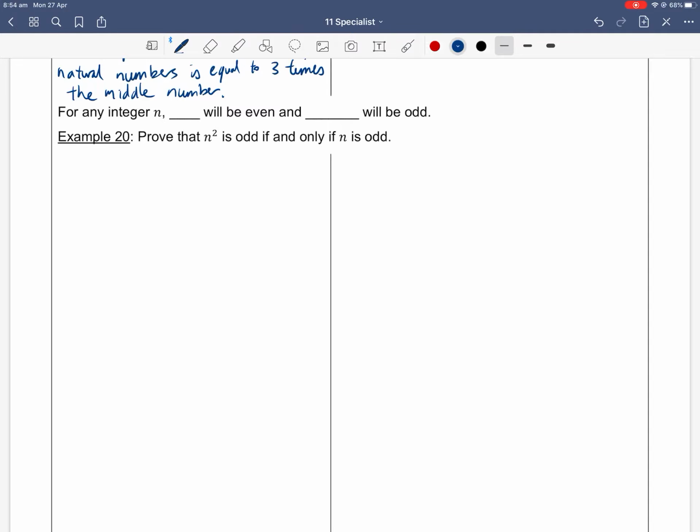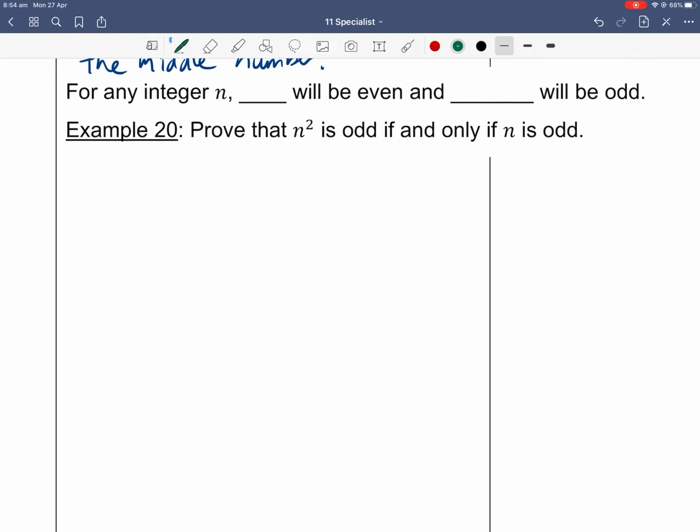Alright, so now let's have a look at example 20. But before I do that, let's look at the sentence above. So see if you agree with this statement. If I have an integer n, so n is an element of the integers Z, then 2n will always be even. Again, as I said before, if you're doubling a number, 2 is always a factor. And if 2 is a factor, then it's an even number.